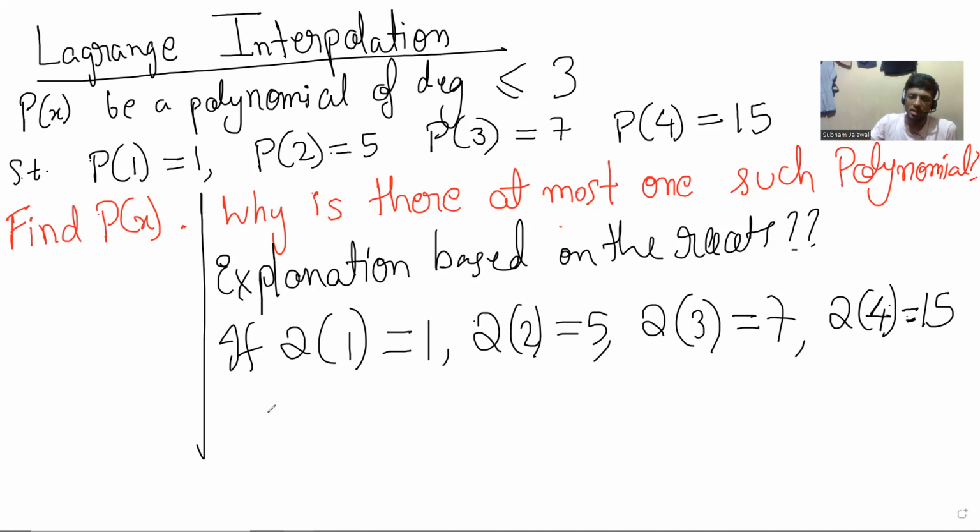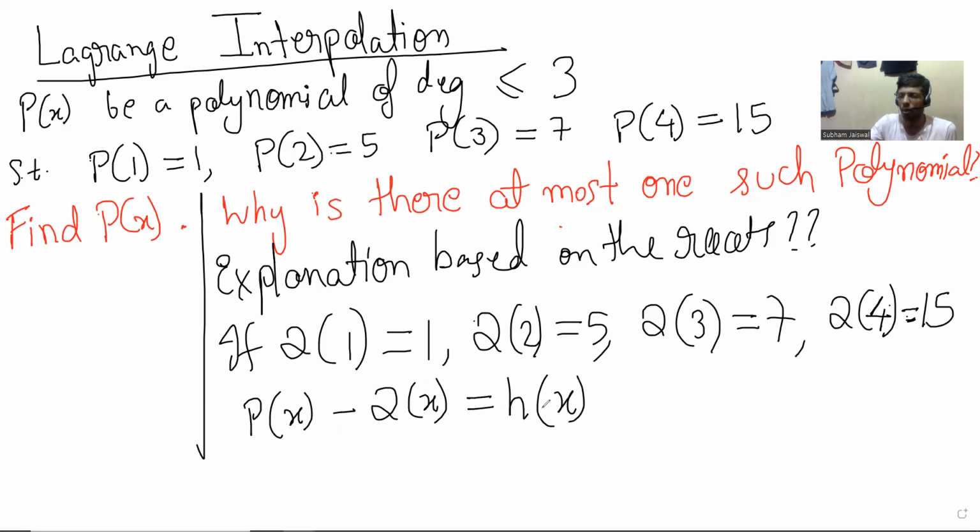So, well, let me suggest something. How about you consider the polynomial P(x) minus Q(x)? What happens if you consider P(x) minus Q(x)? What can you say about this polynomial? This is also a polynomial, right? I'm just naming it H(x). You may or may not use that name. You can just call it P(x) minus Q(x). What can you say about P(x) minus Q(x)?